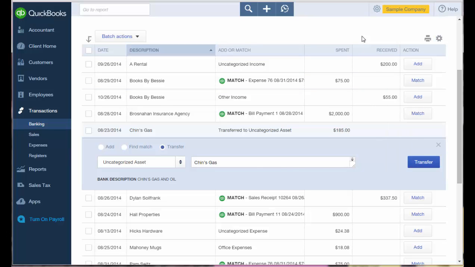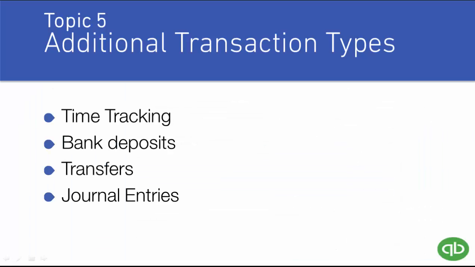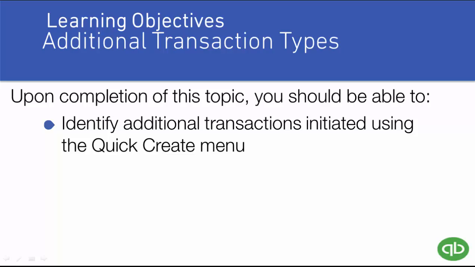Our last topic, additional transactions, is next. This topic is going to cover other transaction types that we haven't covered yet. We'll talk about time tracking, making deposits, recording transfers between two company accounts, and recording journal entries. These transactions can all be entered from the Quick Create menu. Let's jump right back into QuickBooks and start with time tracking.